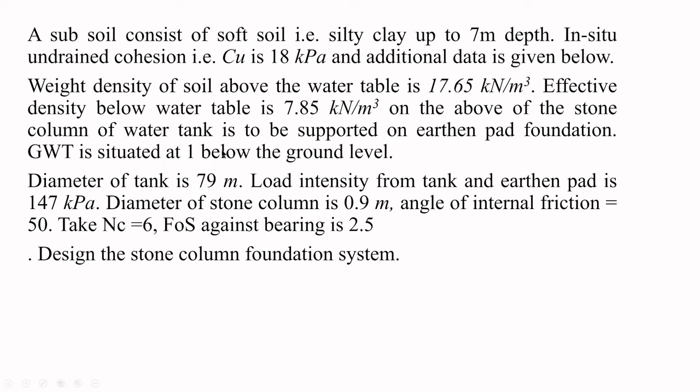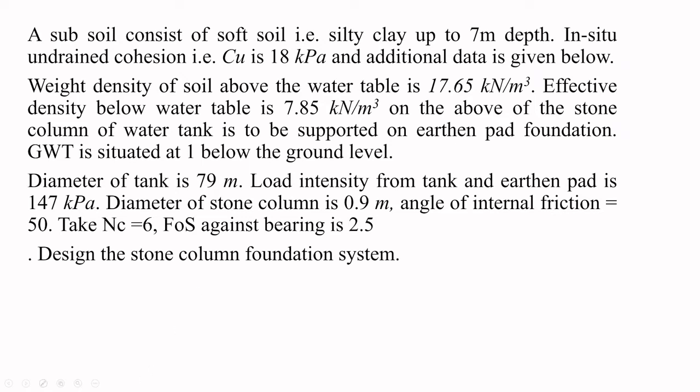So this is a numerical of a stone column. I'll just read it out and then we'll move ahead to its solution part. A subsoil consists of soft soil, that is silty clay, up to a 7-meter depth. So here the depth of the soil is mentioned as 7 meter. In situ undrained cohesion Cu is 18 kilopascal, and additional data is given below. The weight density of the soil above the water table is 17.65 kilonewton per meter cube.